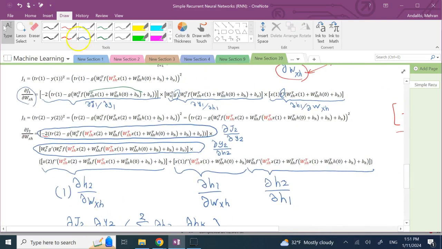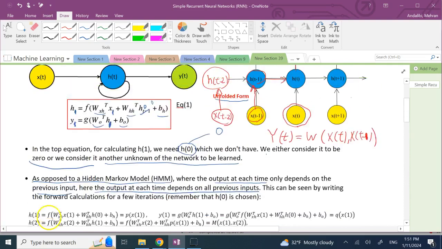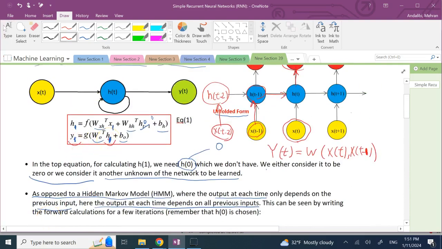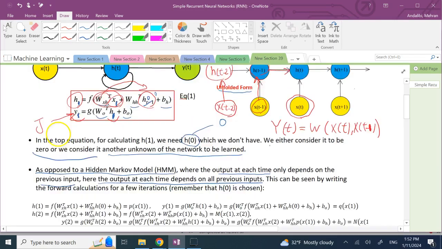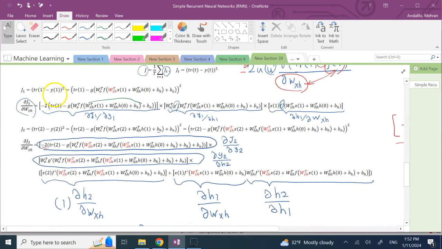Well, let's find out. So this top line is definitely, again, partial of J2 with respect to Y2. And then y2 is directly a function of h2, right? You can see here that each y is a function of the same h, and j is a function of that y, and that h is a function of what? Previous h's and the previous x's. That x will bring its own weight, and that previous h has this wxh inside of it. So if I go back, the second part is partial of y2 with respect to h2.